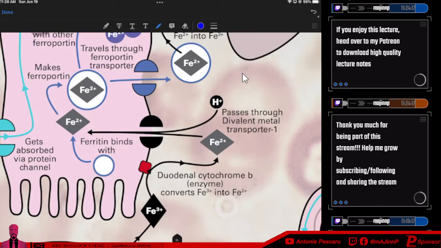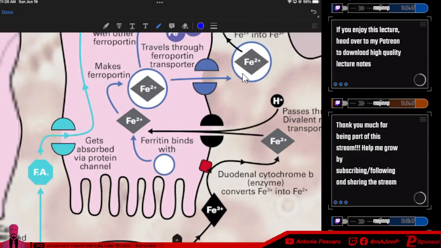And now it's able to travel inside by its plasma protein channel, which is called the divalent metal transporter type 1. It's basically going to intake iron 2+ inside of the cell, and at the same time, it's going to also intake a positive proton alongside with it. Pretty simple, right, so far?